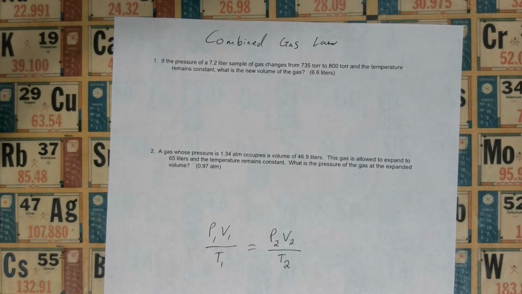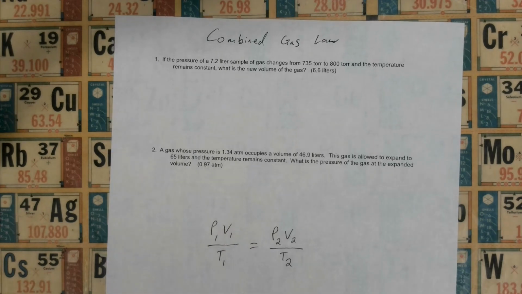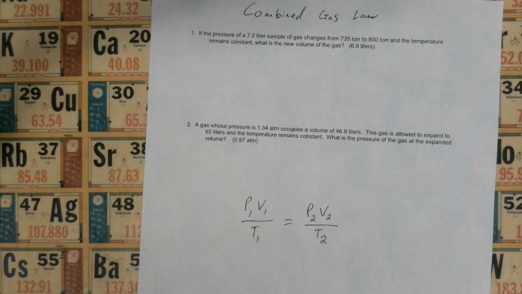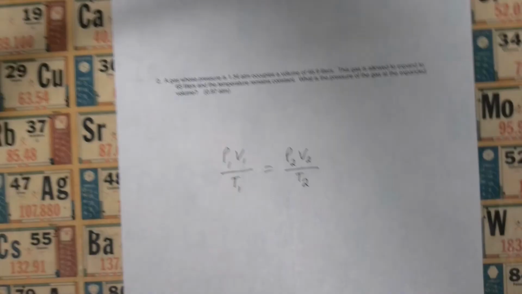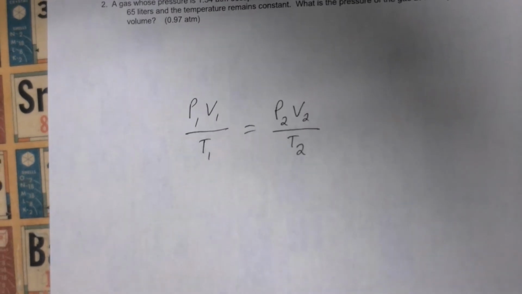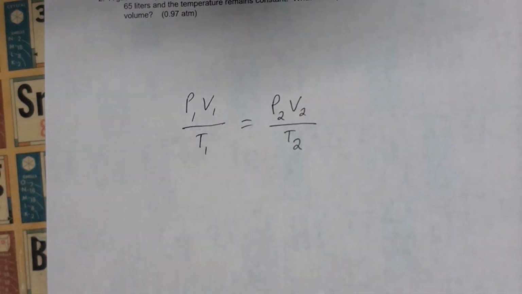All right, so today we're going to get into the combined gas law. There's three gas laws, Boyle's law, Charles' law, and Gay-Lussac's law, that we can combine into one equation. And it relates pressure, volume, and temperature to one another. So here is the formula. It's P1 V1 over T1 equals P2 V2 over T2.